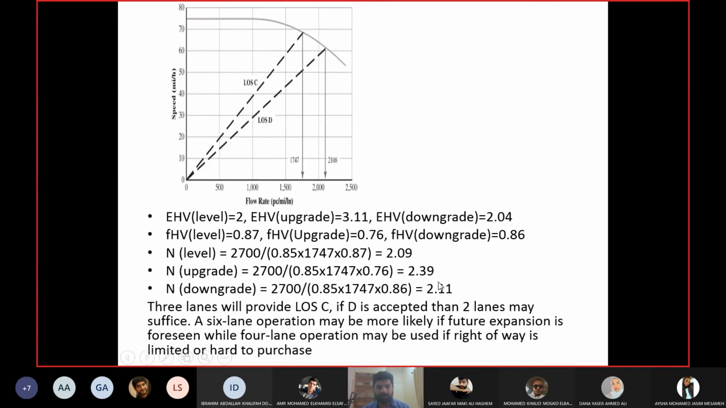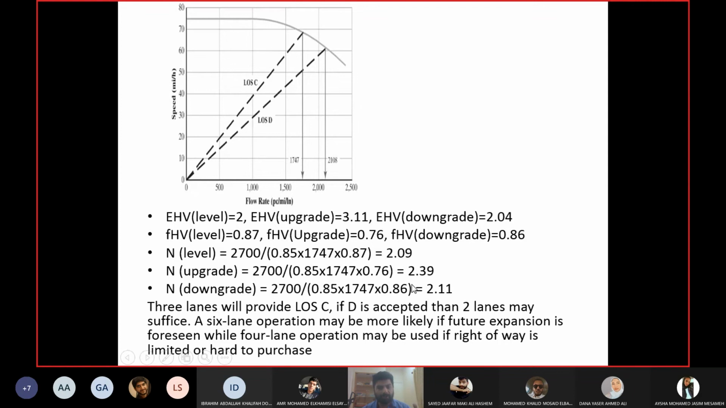So you can see in all the 3 cases, the number of lanes is 2 point something. So if you provide 2 lanes, then you will be very close to C. The worst case will be that you will get into level of service D, which is still acceptable. So according to these calculations, you should give 2 lanes in each direction, so it would be a 4-lane freeway.